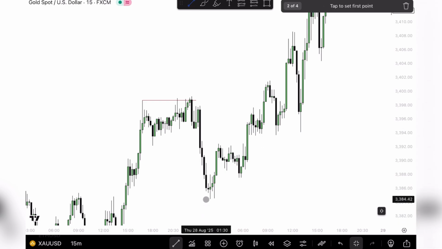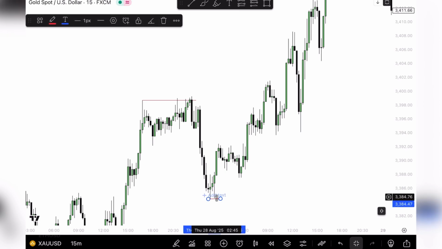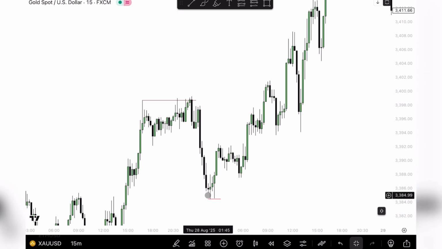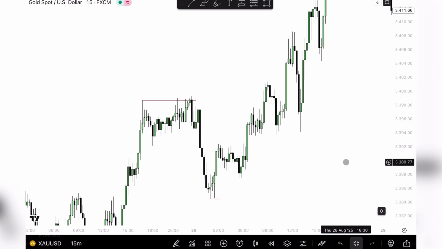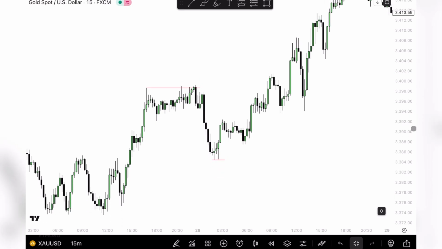Then the price came down, and then it made a low and then another low. Here you can see that the price made two lows, but the second low didn't sweep the low of the first swing low. The price came down, but it didn't sweep the previous low. So this is also an area of interest, and I got a trade here. In this area I got an entry, so I will explain how I got an entry here.